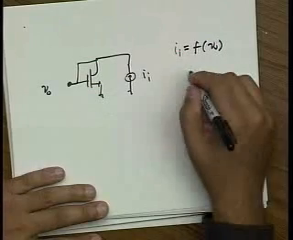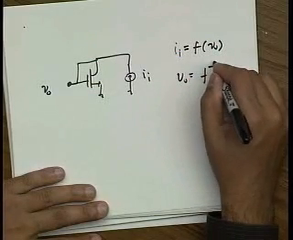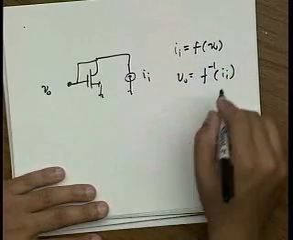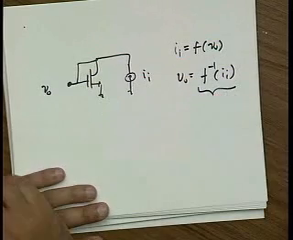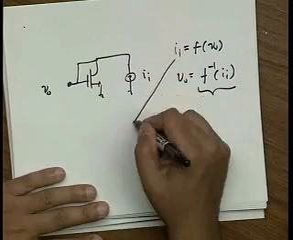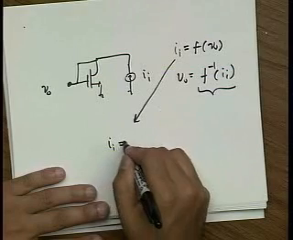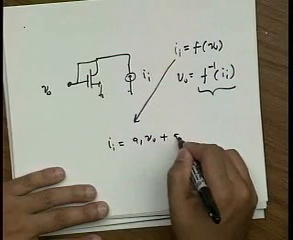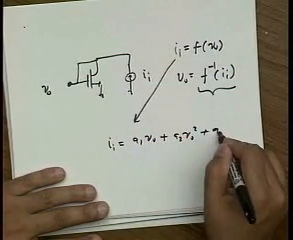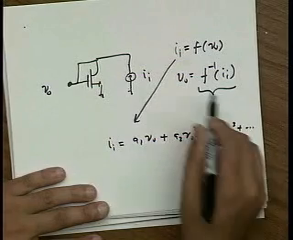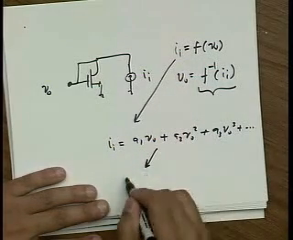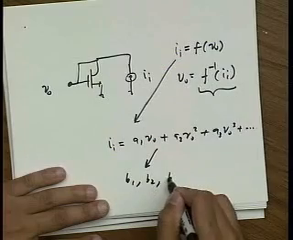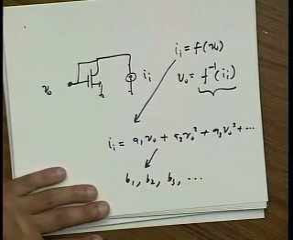So one approach would be I would invert this and then do a Taylor series expansion of the inverse. Another option would be you directly Taylor series expand this equation and then invert it to get B1, B2, B3. Okay?